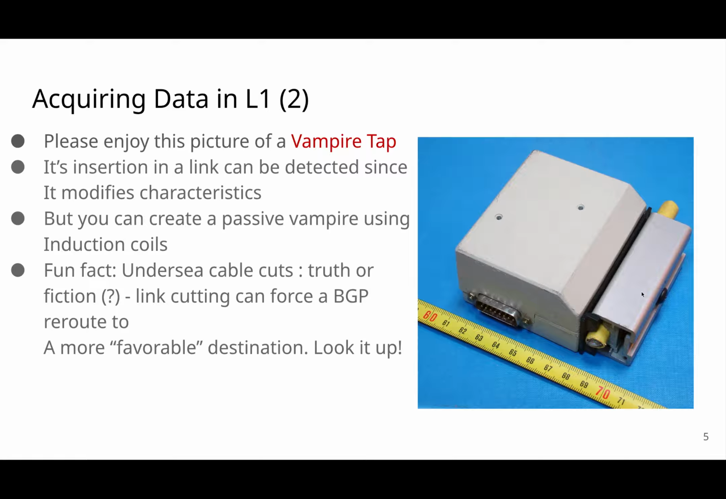Now you can imagine that if you do that, and we're still talking about acquiring data in L1, the physical layer, then you're changing the propagation characteristics of the signal in here, right? So you might increase the resistance of the cable. That might show up in upper layers, because now the link might have more errors, right?